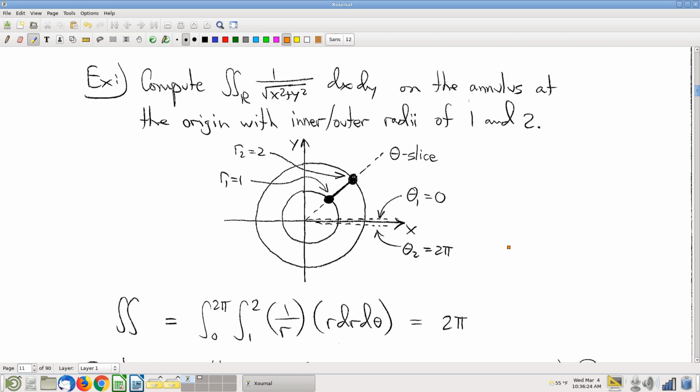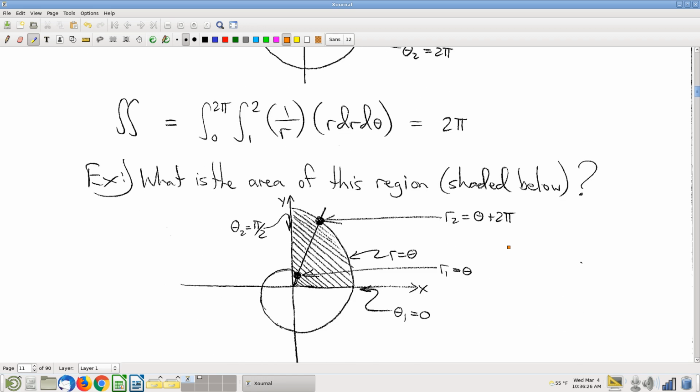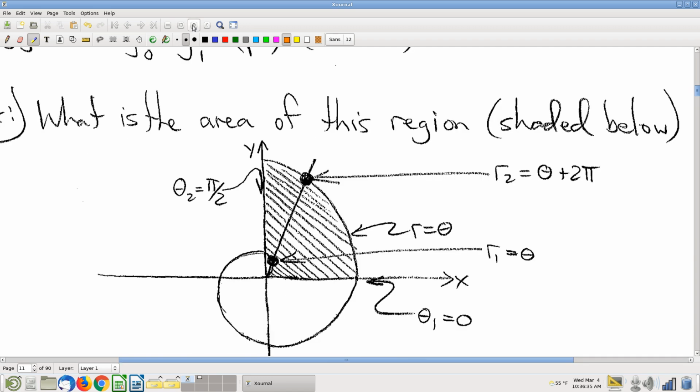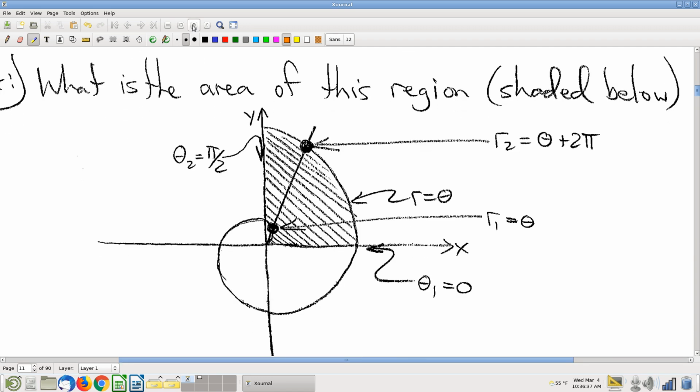How we doing? Ready, happy? All right. Here's a harder one. This one's downright weird. Let's look at a spiral. This is the spiral defined by the equation r equals theta. And let me draw what this spiral looks like.